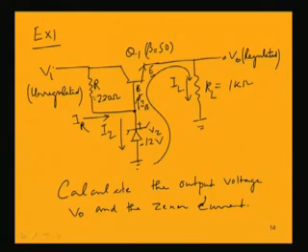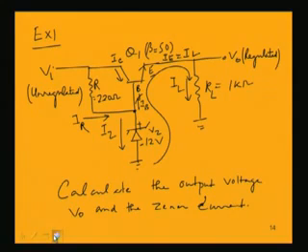So collector current is nothing but this current which is flowing through the collector, and we will be assuming here IC is almost equal to IE, and IE is nothing but this load current. IE is this load current IL, which we already found out.